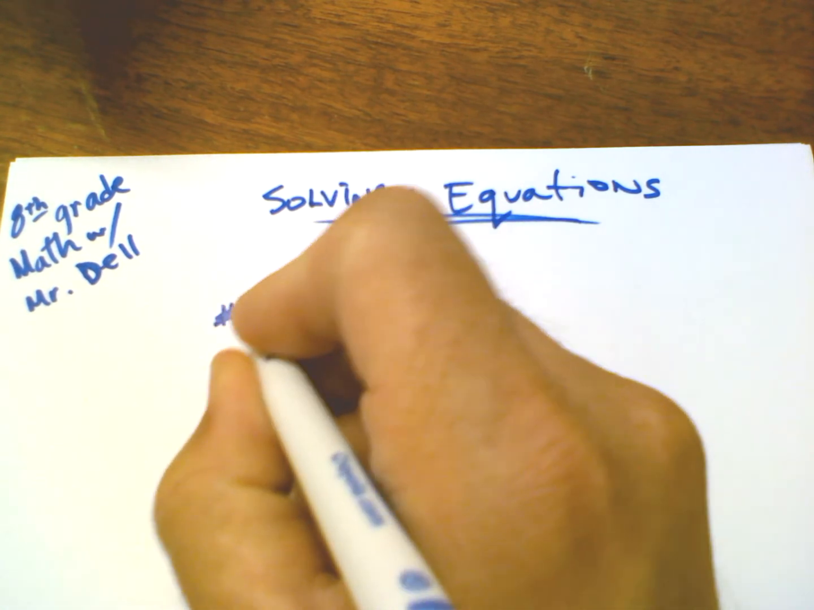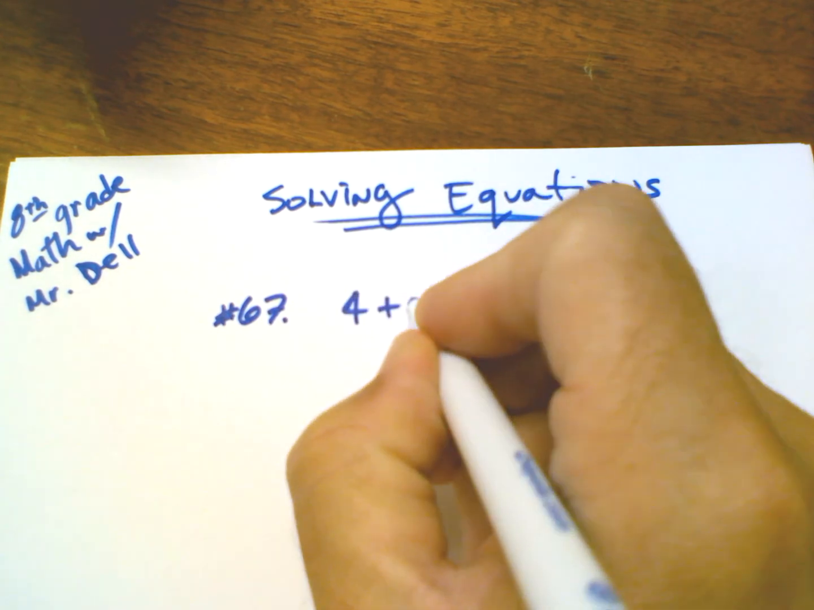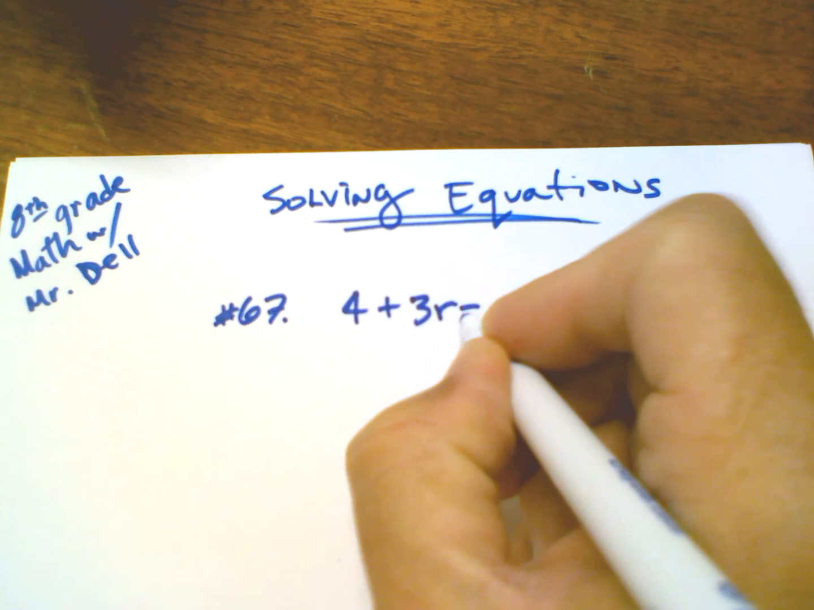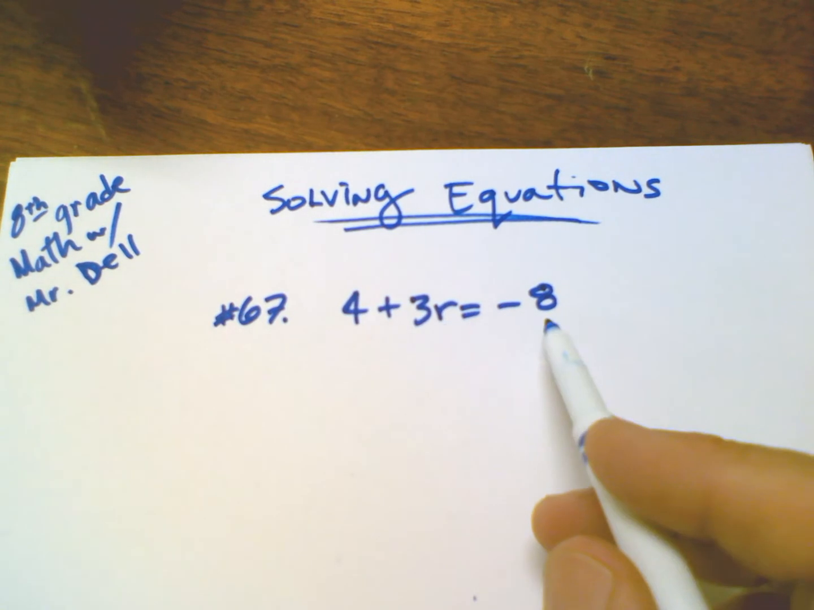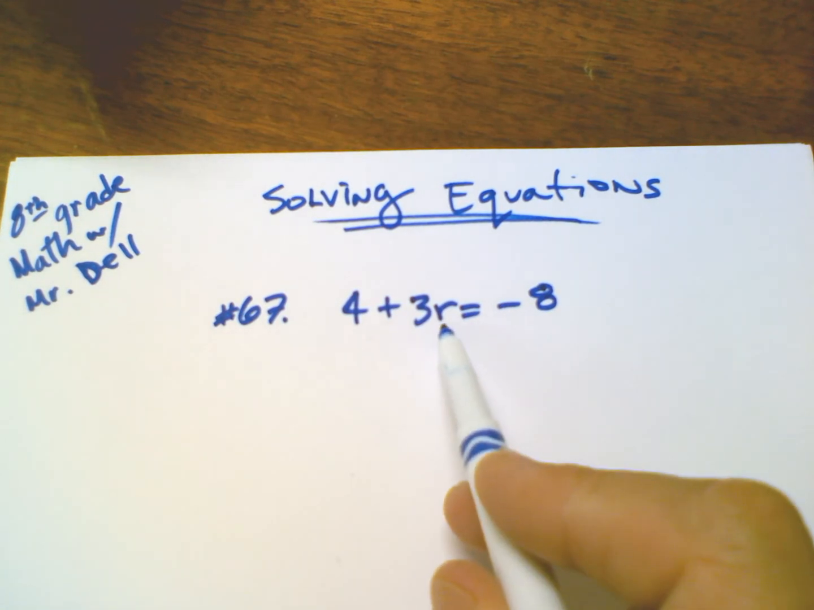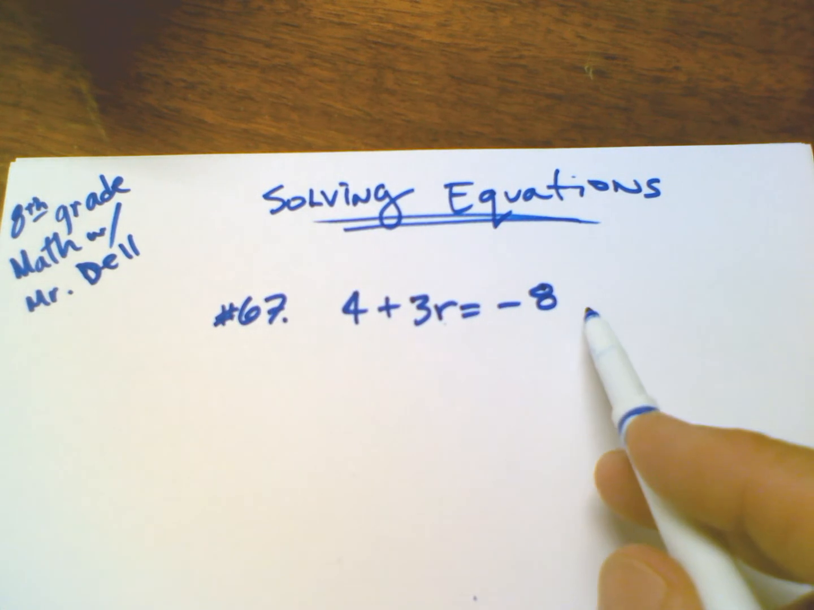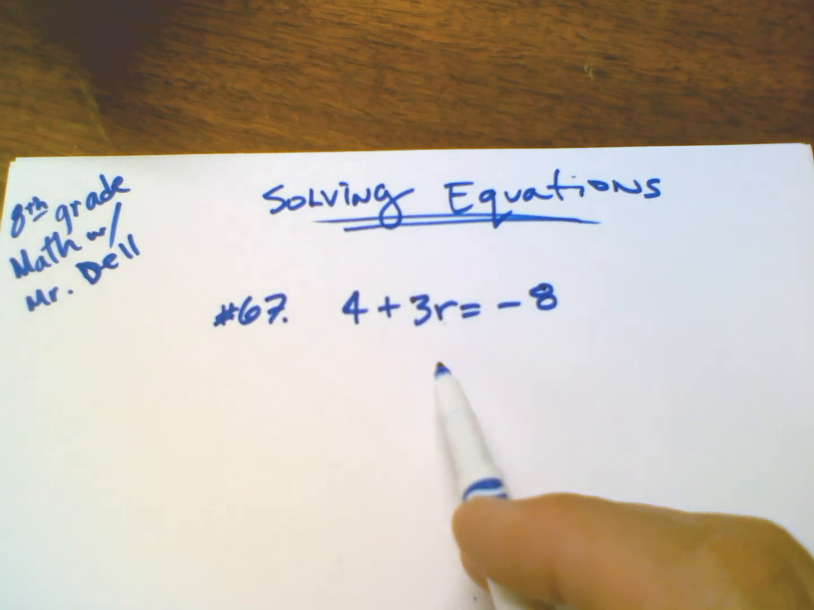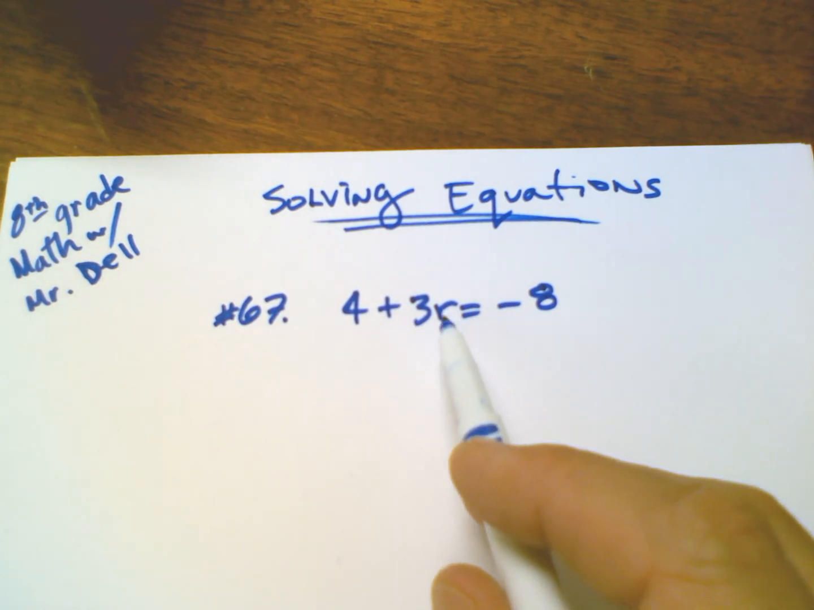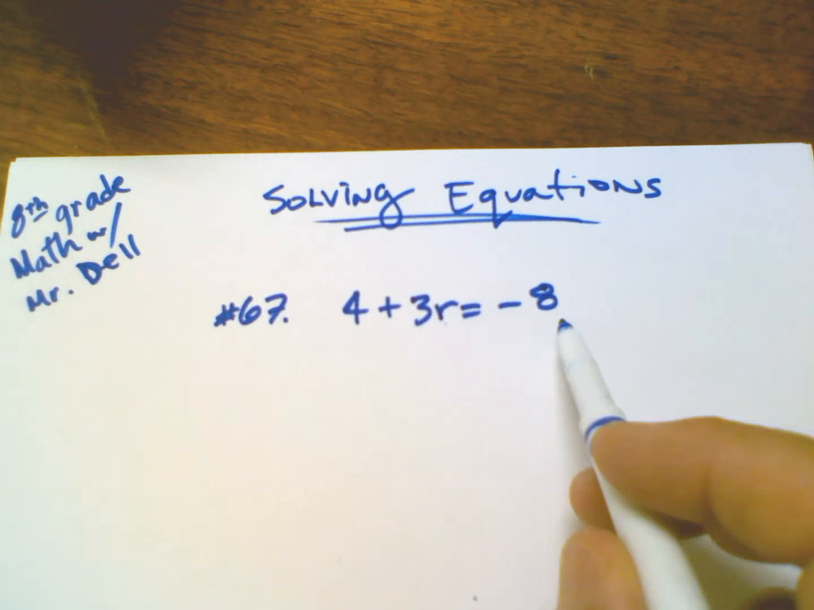Looking at number 67: 4 plus 3r equals negative 8. Remember, the review of equations is all this is asking: what value? R is my variable, and it's an equation that says this needs to be true. What number should R be in order for this to be true?